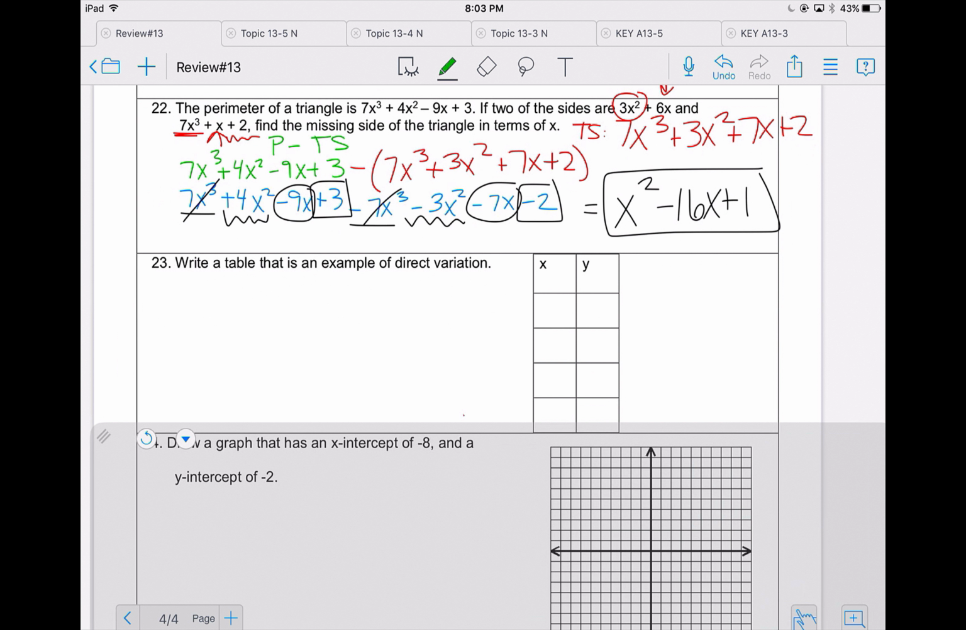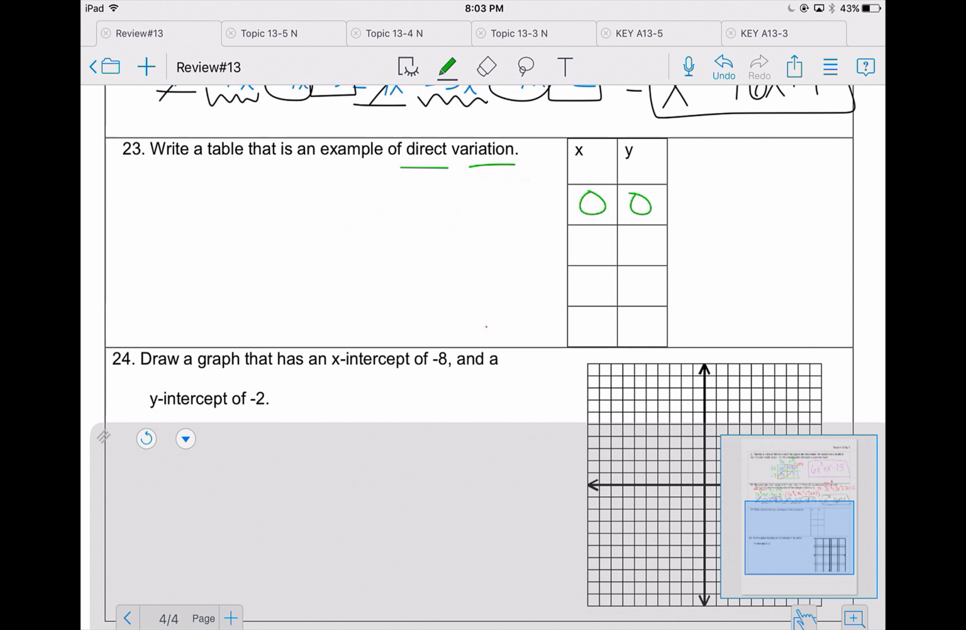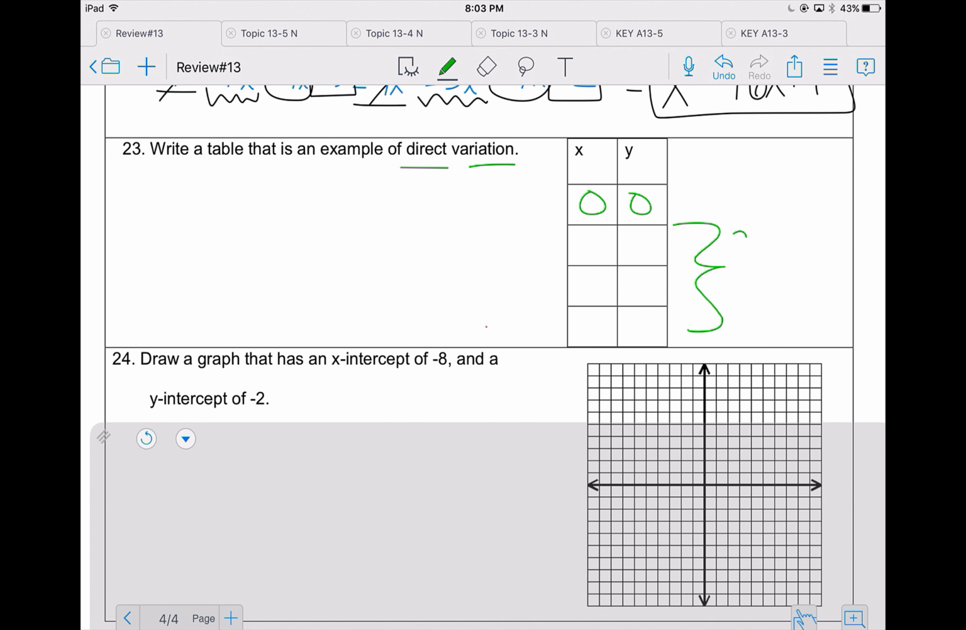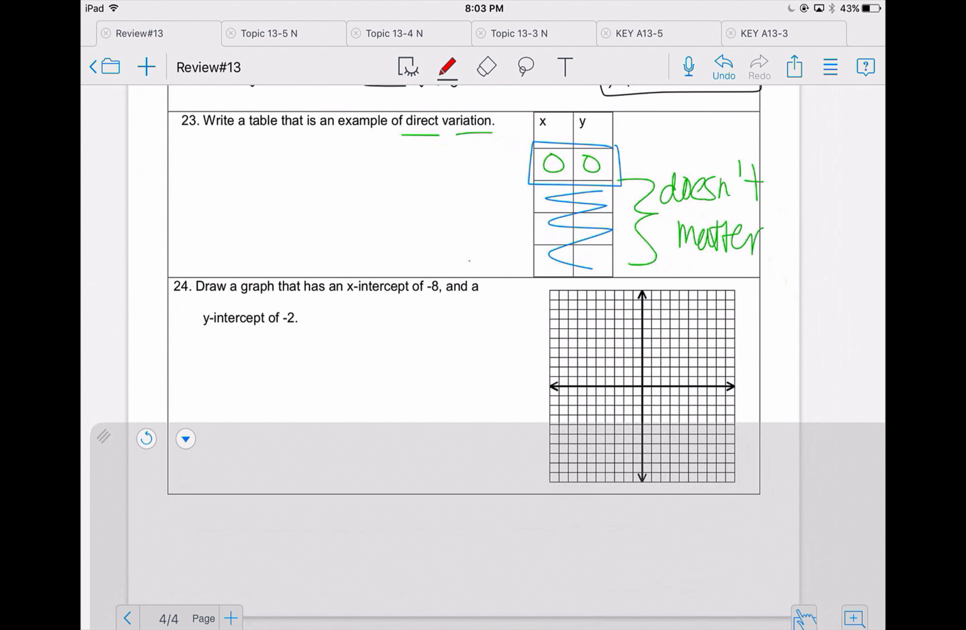23 asks us for a table that is an example of direct variation. Remember, direct variation means you have no y-intercept. So like the point 0, 0 would need to be on the table. Anything else doesn't matter. You can make up whatever you want to go here. Sorry, my handwriting's really ugly with this pen. This part doesn't matter. This in a table is the way that you know it's an example of direct variation.